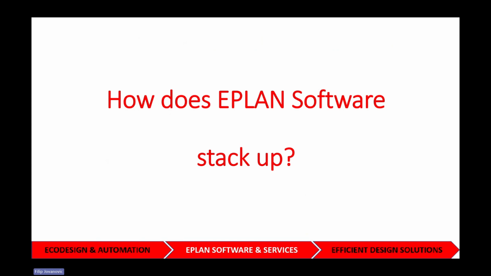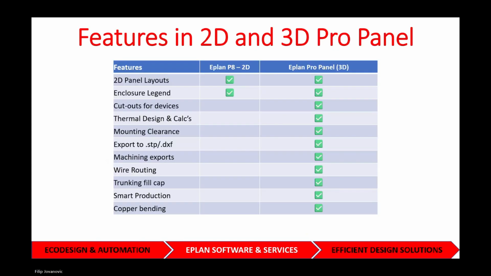So how does all of this stack up? These are all the features that you can use in 2D and ProPanel, which is 3D. So for the 2D, it's pretty simple. It's just 2D panel layouts and enclosure legends. Pretty straightforward. And for the 3D, you get a lot more. So you can get stuff like thermal design calculations. You can visualize mounting clearances, which just gives you a reminder so you can see if any trunking is going on top.